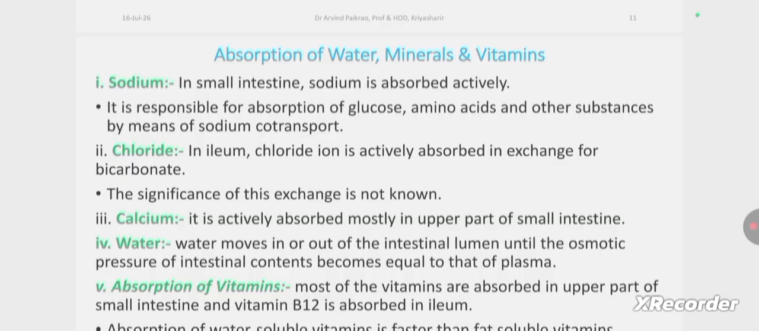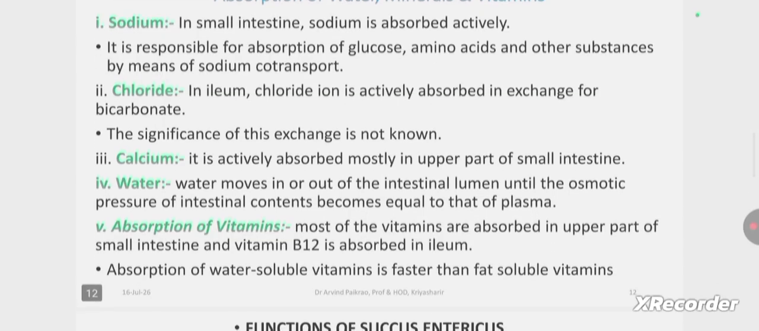It is bidirectional, like that. Chloride will be exchanged with the bicarbonate, and in that way it is absorbed. Bicarbonate will enter into the intestine and chloride will be taken into the bloodstream. Next is calcium. Calcium is mostly absorbed from the upper part of the intestine.